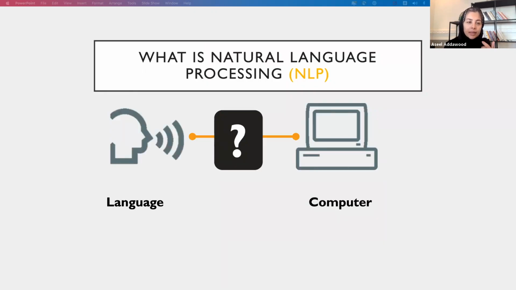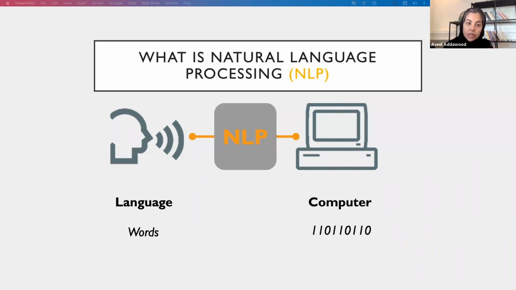So when we look at it, it's the interaction between human language and computers. So how do humans actually talk? They talk using words in different languages, of course. But how do computers actually talk? They talk with zeros and ones. So how can we convert words to zeros and ones and zeros and ones to words? So here is where natural language processing comes in: how can I do that conversation or that interaction between both?